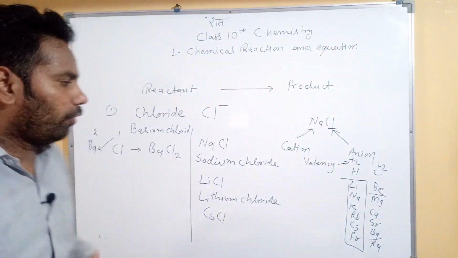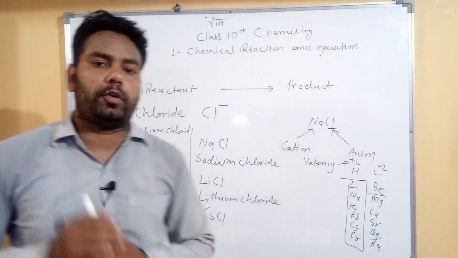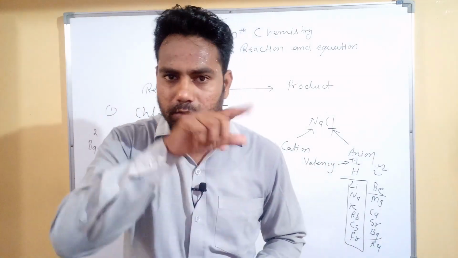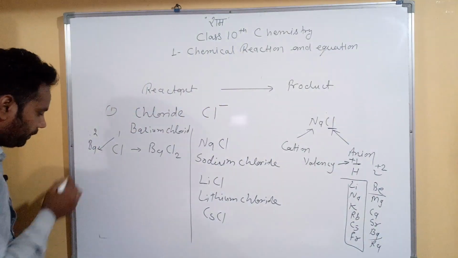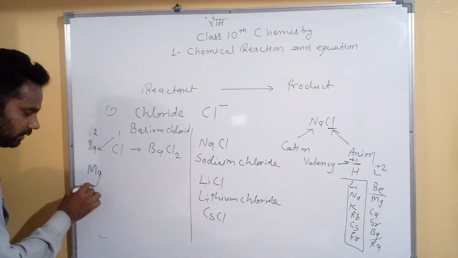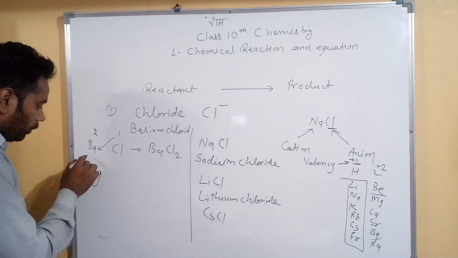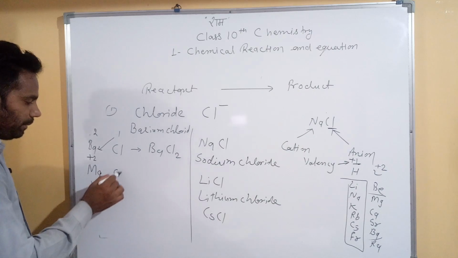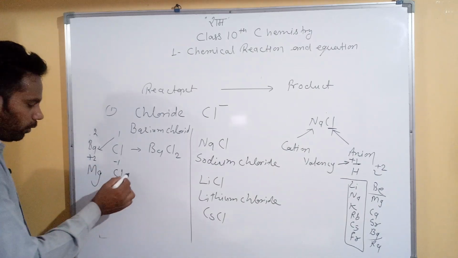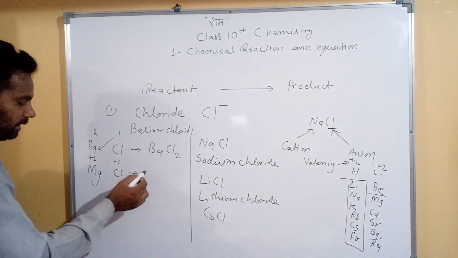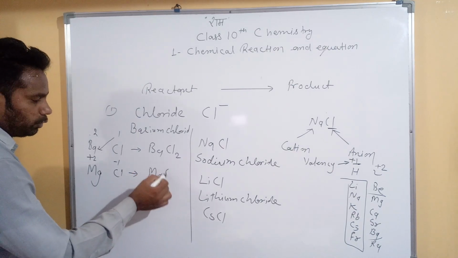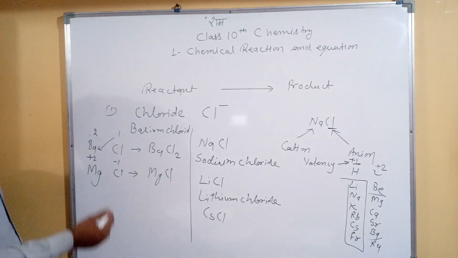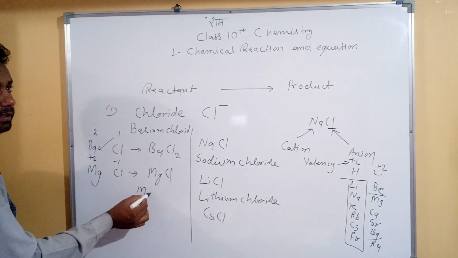If I want to prepare magnesium chloride, write it and do cross multiplication. Mg, with M capital, has +2 because it belongs to the second group. Then Cl minus. So the formula of magnesium chloride is MgCl2.